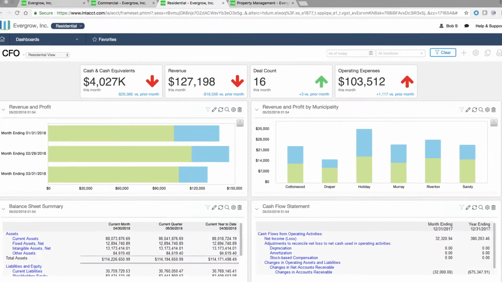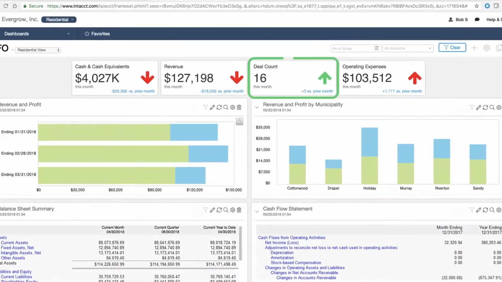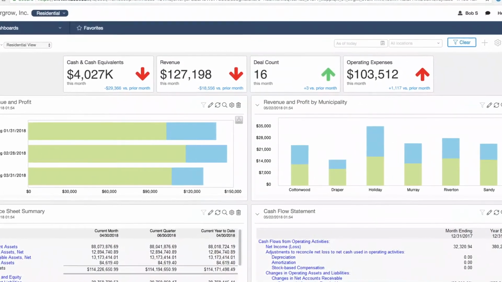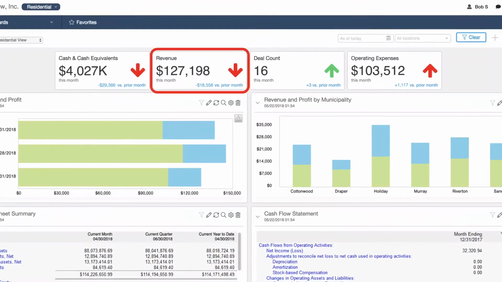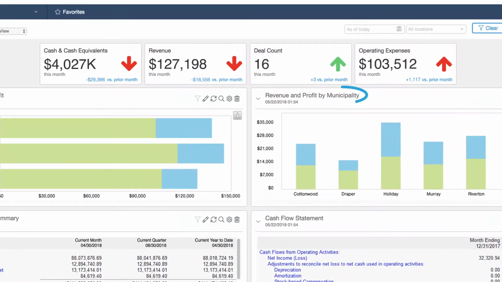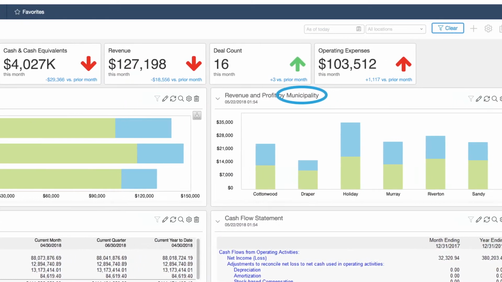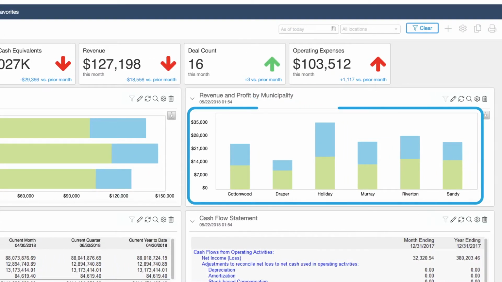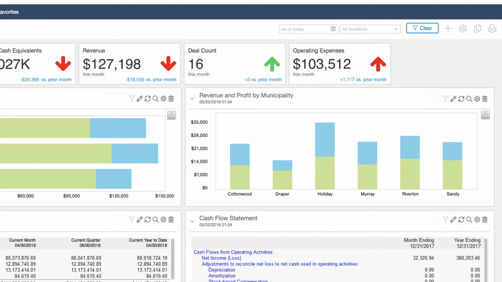Jumping over to the residential office, we see that transaction volume is up, but rising interest rates may be tempering selling prices, leading to lower revenue per deal and an overall drop in revenue. Because municipality is a dimension tracked with each deal, we can break out deals by municipality and see how they stack up. This lets us know that we're getting the most profitable deals in Holiday, while Draper seems to be less attractive at the moment.